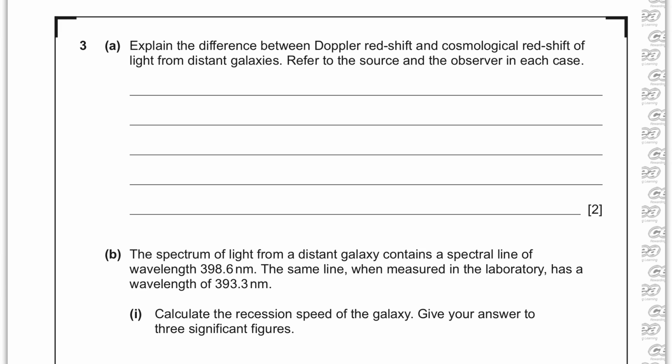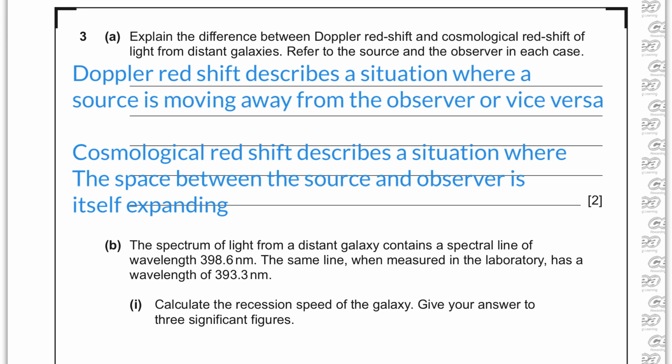Cosmological redshift, however, is more the idea that the space between the source and the observer itself is expanding. So something that will draw the distinction between the one that's based on motion and the one that's based on the universe expanding.